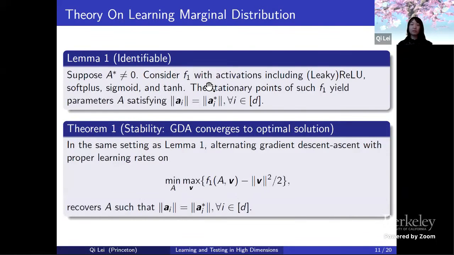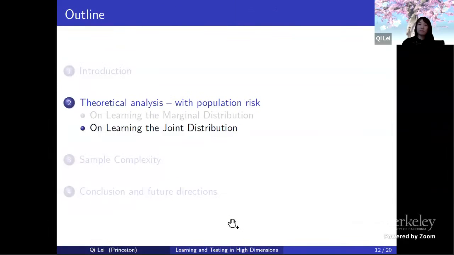To conclude on the marginal distribution side, for activations including leaky ReLU, sigmoid, and tanh, all the stationary points of the F1 we talked about will yield a parameter A such that a_i's norm matches the target distribution's a_i norm. On the stability or convergence side, we can also show that gradient descent ascent can converge to the global min-max point such that it matches these properties. Next, let's move forward to look at the joint distribution.